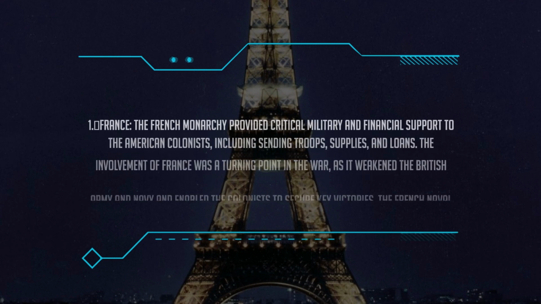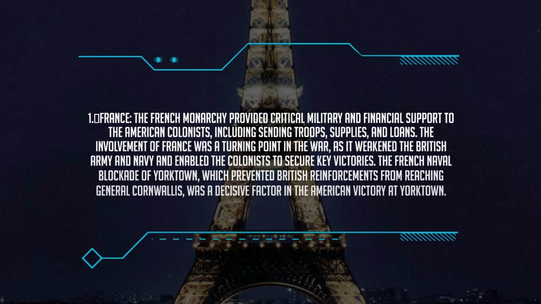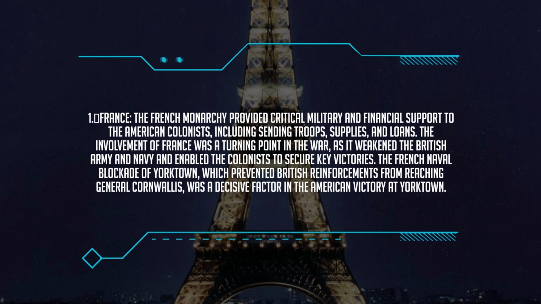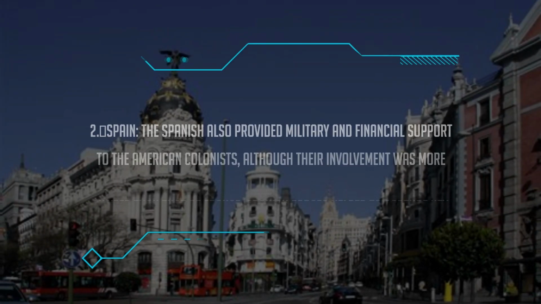1. France. The French monarchy provided critical military and financial support to the American colonists, including sending troops, supplies, and loans. The involvement of France was a turning point in the war, as it weakened the British Army and Navy and enabled the colonists to secure key victories. The French naval blockade of Yorktown, which prevented British reinforcements from reaching General Cornwallis, was a decisive factor in the American victory at Yorktown.